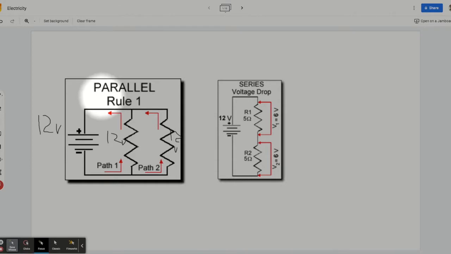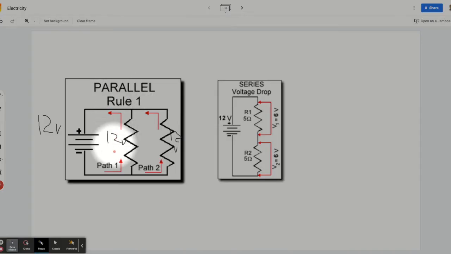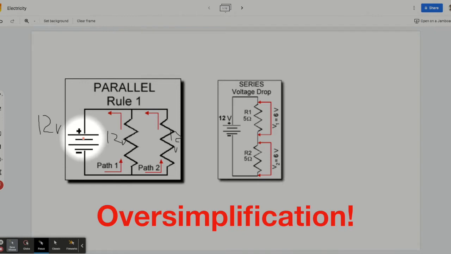Series versus parallel. First thing I'm going to talk about is the voltage. Remember, a volt is a joule of energy attached to a coulomb, or bucket of electrons. Notice in the parallel, let's say these are two light bulbs. Each light bulb is going to get 12 volts of energy. Here's how I think of it: it goes back to the battery to get more joules of energy. It can go straight back and get more energy, and it doesn't share with another light bulb. This is an oversimplification, but the analogy will hopefully help.